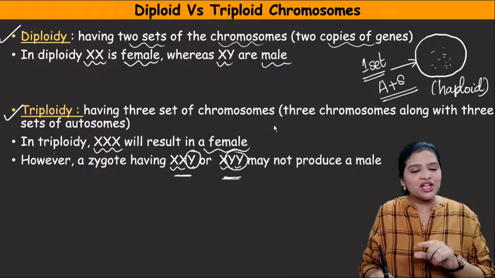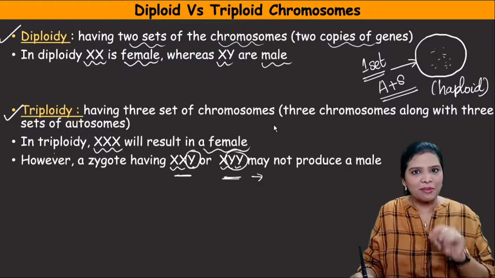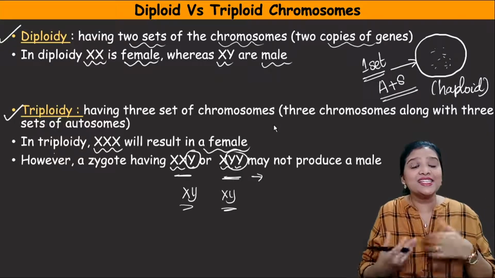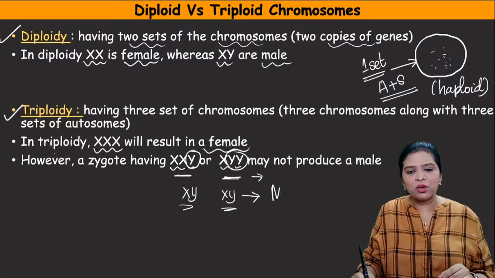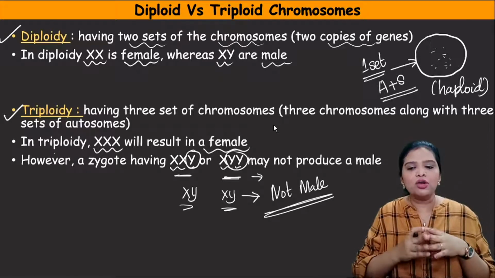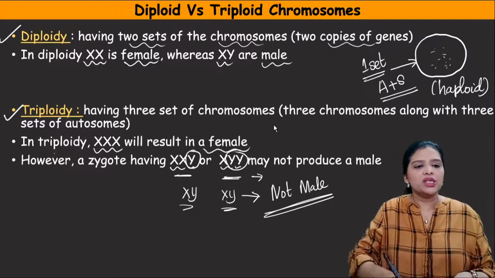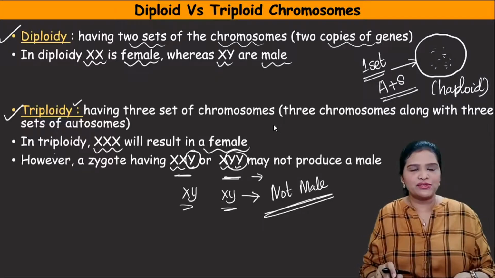In such a condition, we cannot say that this will be male. Since it has XY, one XY is present here also, can we say it is a male organism? No, not like that. In this case, this will not be a male. So there is a difference in Drosophila. This triploidy is an abnormal condition which also occurs in human beings. Just remember this: triploidy is an abnormal condition, and diploidy is the normal condition in Drosophila.